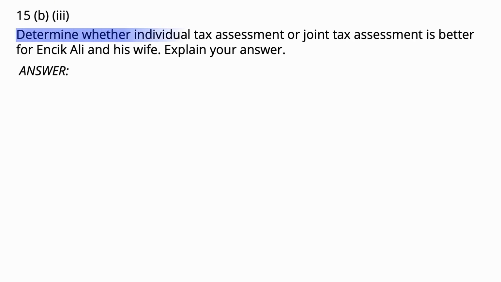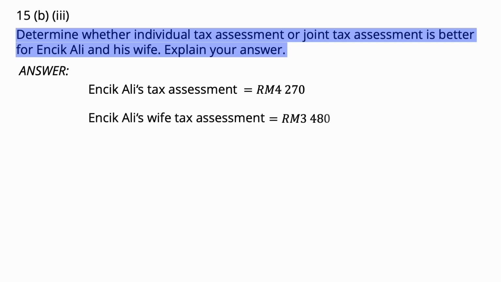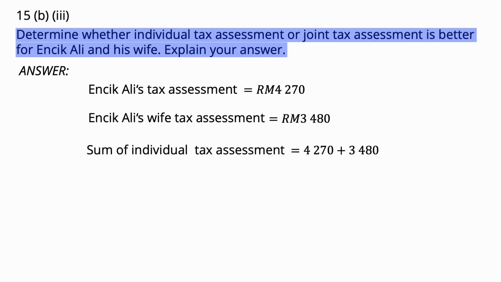B3. Determine whether individual tax assessment or joint tax assessment is better for Ali and his wife. Explain your answer. Ali and his wife can choose to be taxed individually or jointly. When they are assessed individually, each person's income is taxed separately. Ali's tax is RM 4,270, and his wife's tax is RM 3,480. So, the total tax they pay together, 4,270 plus 3,480, is RM 7,750.